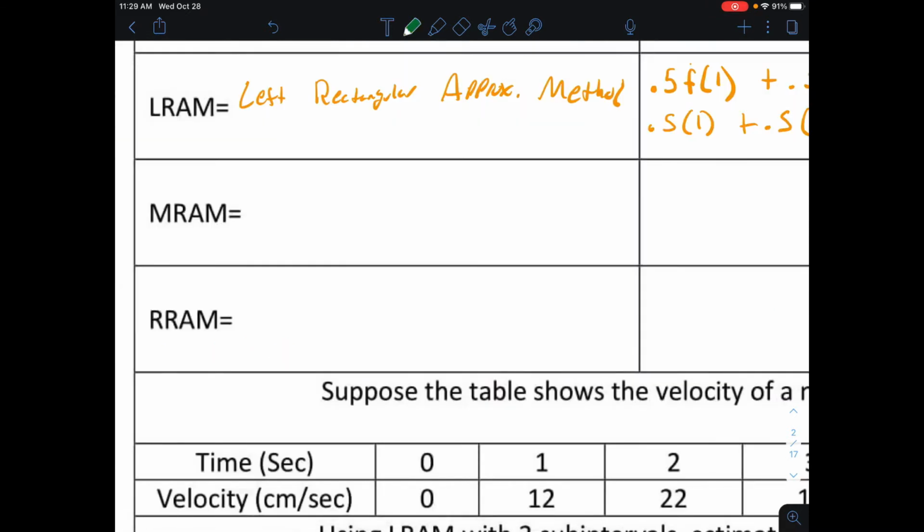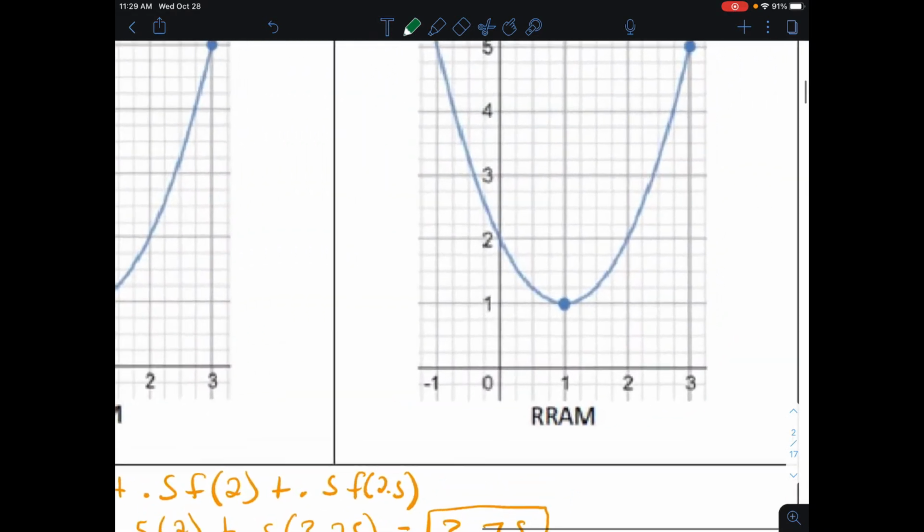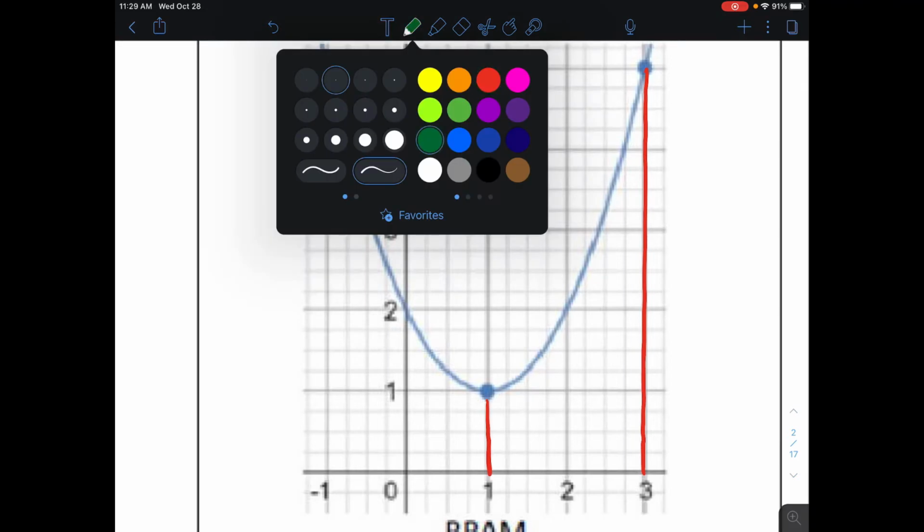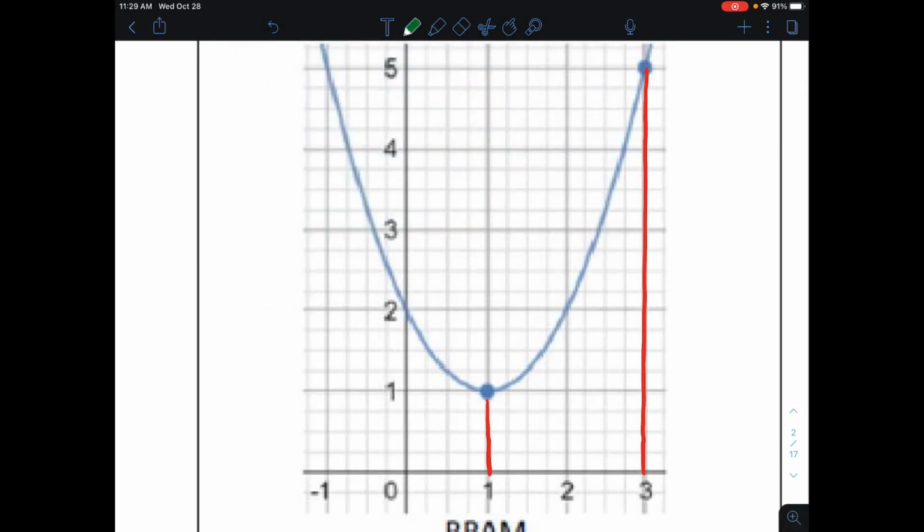The next approximation method I want to do is going to be RRAM, the right rectangular approximation method. And so graphically, we have the same curve, and we're looking inside the same interval. So we're going from 1 to 3 still, to approximate that area up underneath the curve, but with a right rectangular approximation method. Now we're still using those same rectangles that have a width of a half, which means that I start with the right side of my rectangle and I go up until I intersect the curve, and then I'm going to come back over to the left.